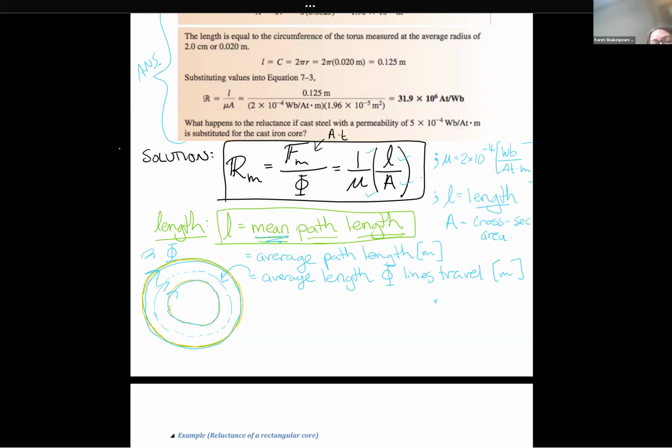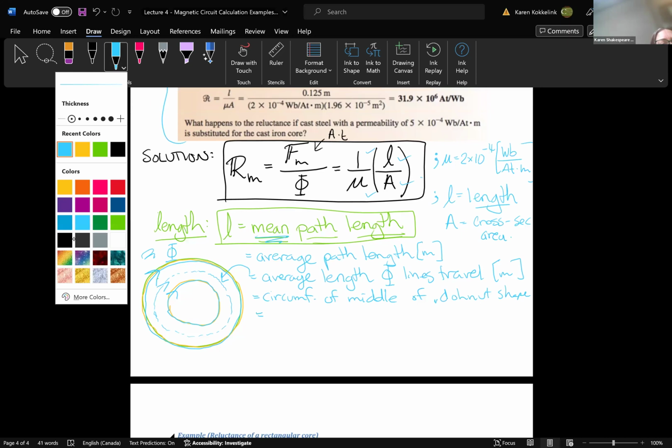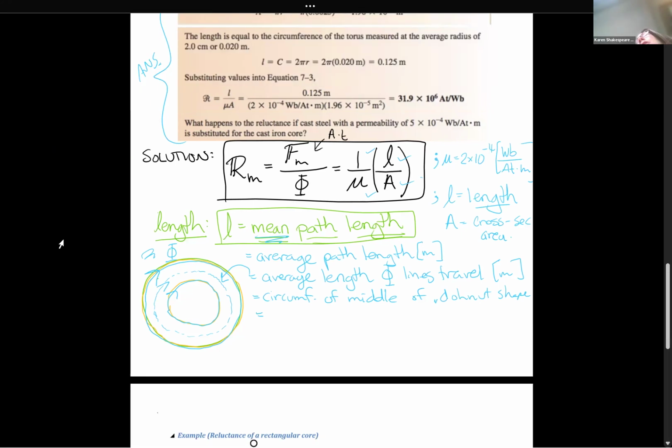It's the middle. So then it's going to be the circumference of the middle of this donut for this question. So therefore, it is the circumference. I can actually calculate what that is because I know what the small path length is and I know what the large path length is. I have that written down. Given the geometry of the question, the geometry is given in the question, so I'm going to have to put that geometry on.